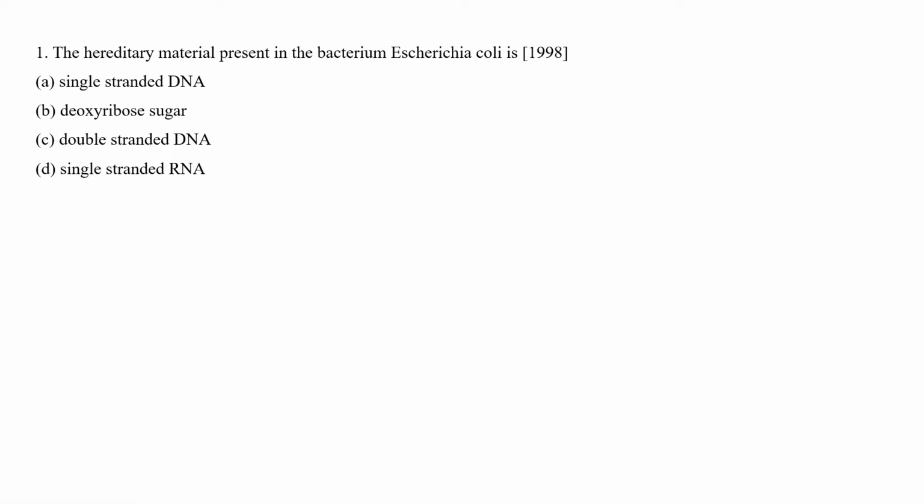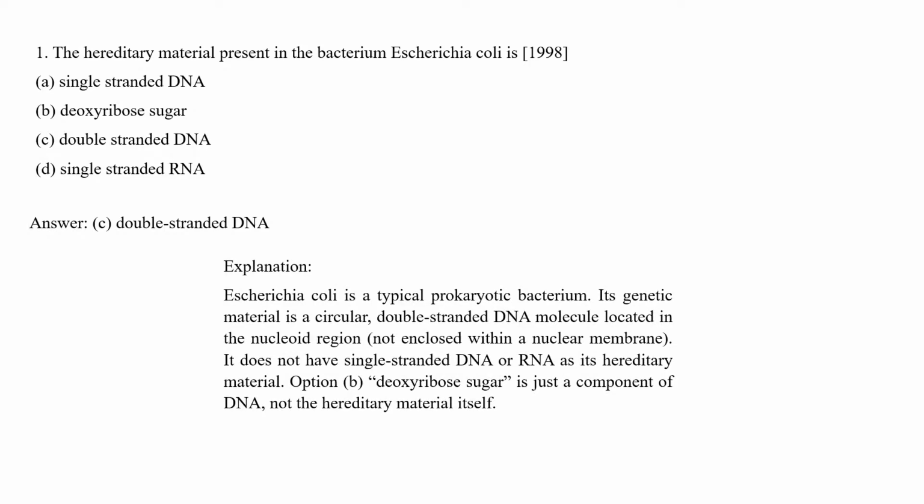It has come in the options. The correct answer for this question is option C, the double stranded DNA. As for the explanation, the option deoxyribose sugar is just a component of DNA, not the hereditary material. So the correct answer is option C, the double stranded DNA.